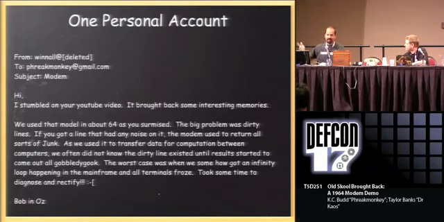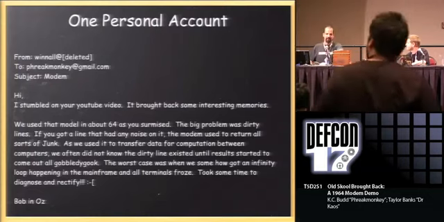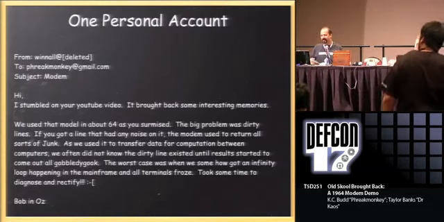He talked about dirty lines. There was no error correction, like I said. So a lot of times when you're sending data over it, if noise is introduced, it'll go only one way. You won't see it. If you're uploading a program to a mainframe, that could be catastrophic, as he explains here. He used it to transfer data for computation between computers. He didn't know the dirty line existed. The worst case was when, in his words, he somehow got an infinite loop happening in the mainframe and all the terminals froze because they were uploading data to the mainframe through old wooden modems that didn't have any error correction. So I thought that was an interesting story.